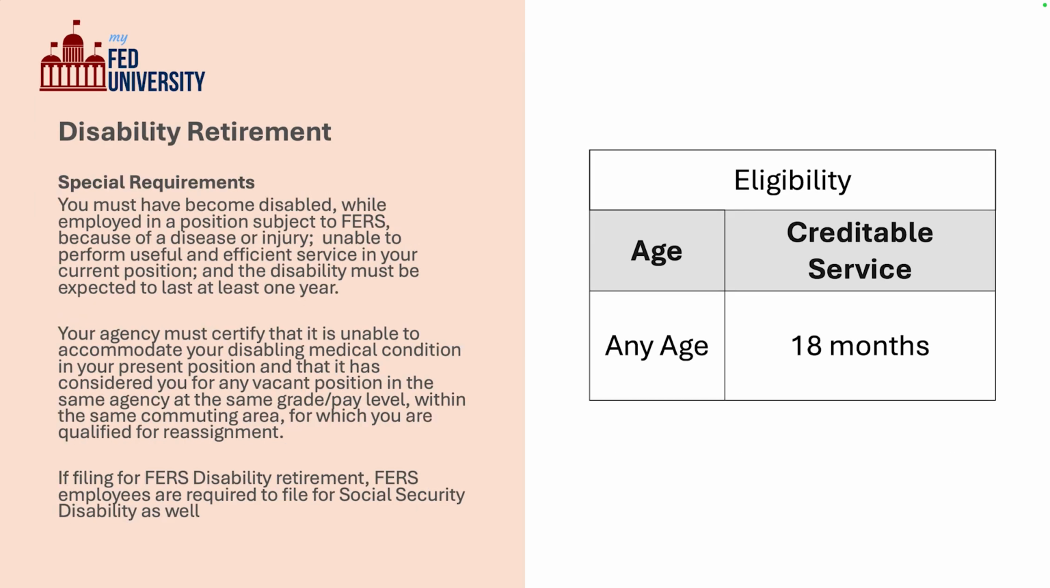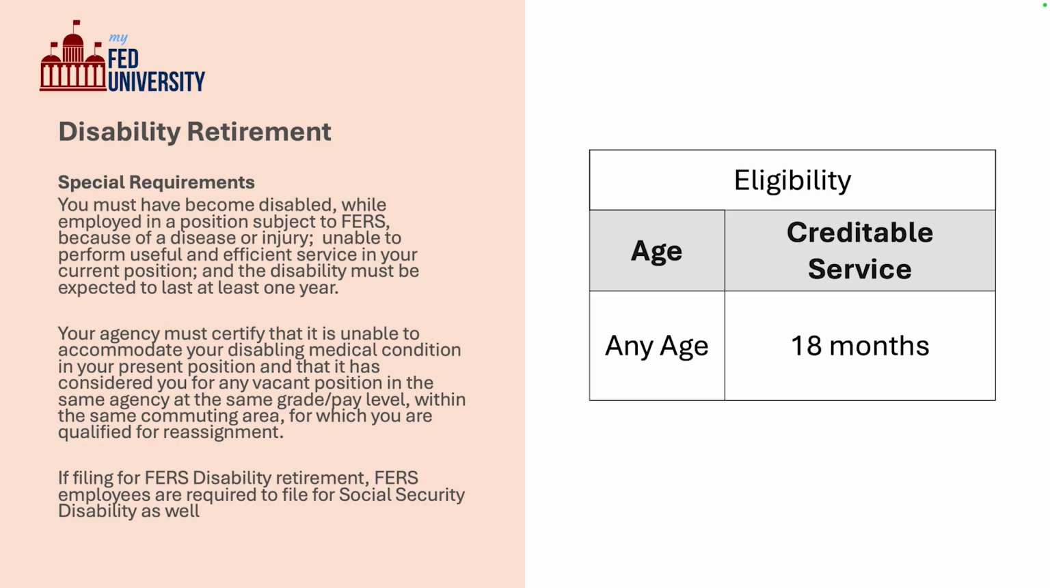Lastly, I just wanted to give you the eligibility requirements for a disability retirement. This one comes with several special requirements. First of all, you must have become disabled while employed in a position subject to FERS because of a disease or injury, and you're unable to perform useful and efficient service in your current position, and the disability must be expected to last at least 1 year. One of the requirements is that your agency must certify that they are unable to accommodate your disability medical condition in your present position, and that it has considered you for any vacant position in the same agency at the same grade and pay level, and within the same commuting area for which you are qualified or for reassignment.